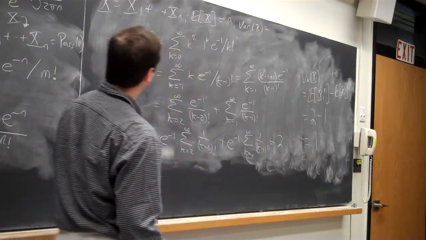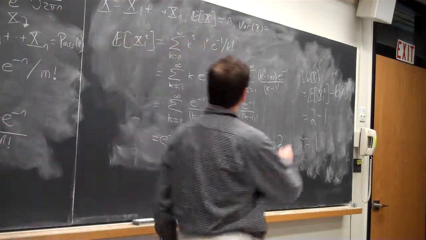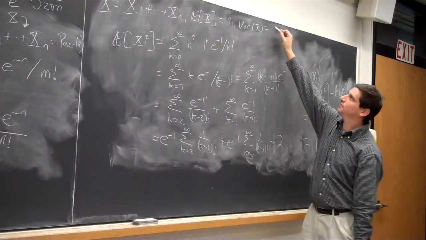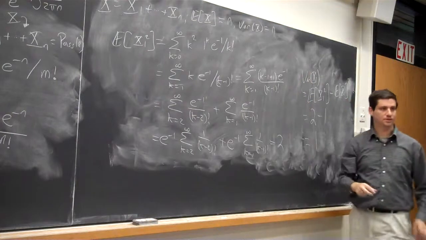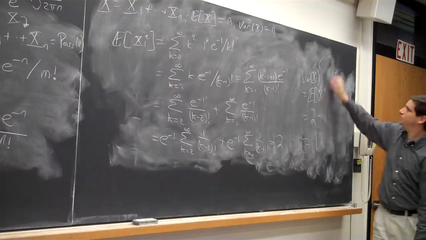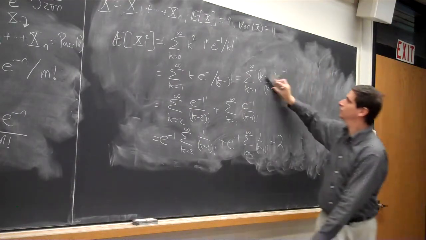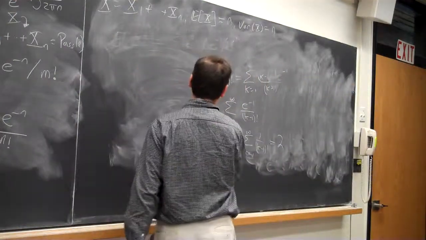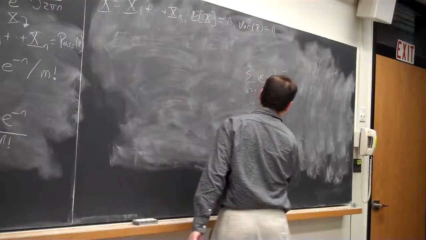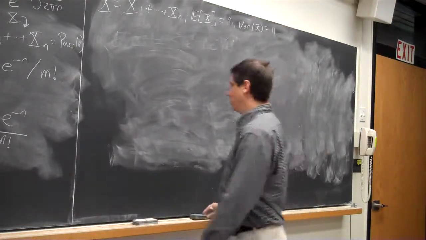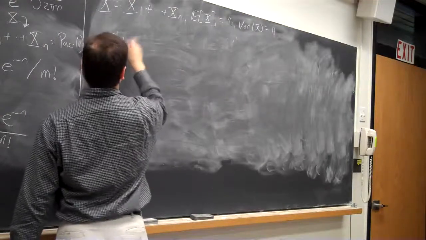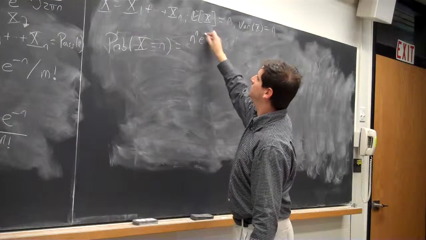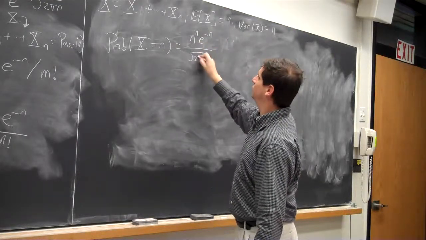All right. Questions about the calculation? So we now know that the variance of x1 is 1. We have n of them, so what's the variance? Variance is just n. Okay? So now we're going to use the central limit theorem. So we know exactly what the probability that x equals n is. So the probability that x equals n is n to the n, e to the minus n, over square root of 2 pi n.